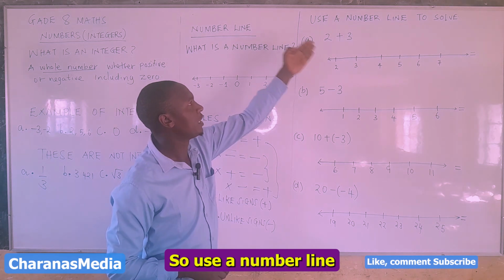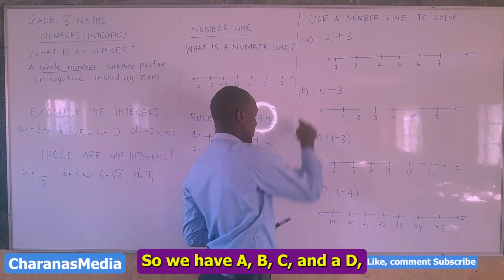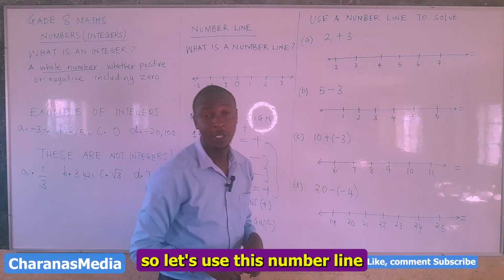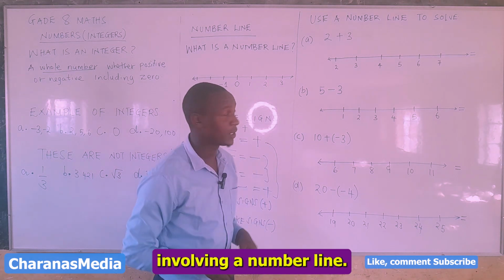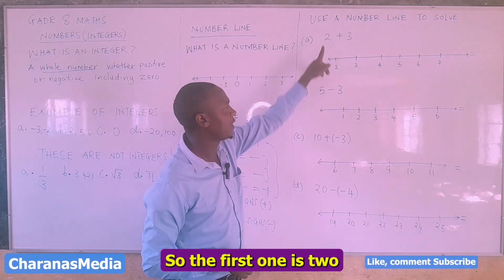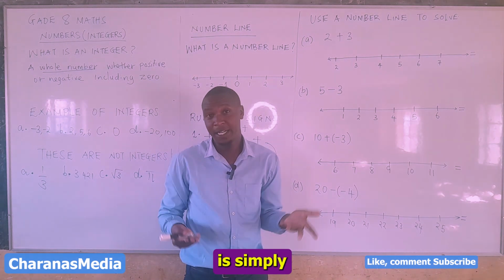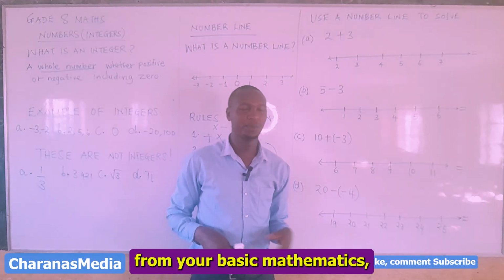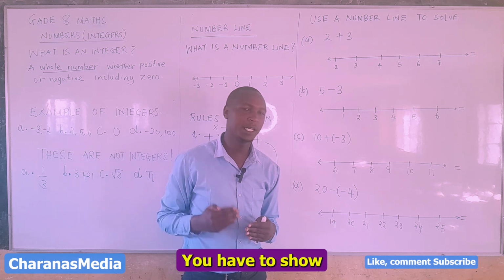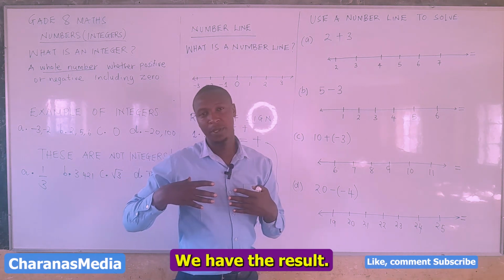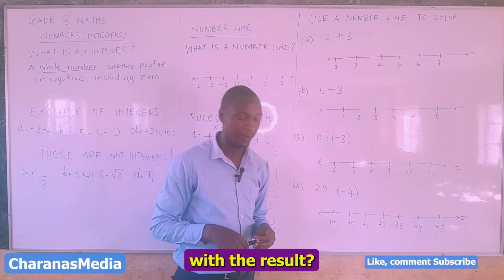So use a number line to solve the following. So we have A, B, C, and D. So let's use this number line to show how we can solve some problems involving a number line. So the first one is 2 plus 3. Now, I know you understand that 2 plus 3 is 5, simply from your basic mathematics. But you see, in integers, you have to show that from the number line. You have to show how you came up with the result. If 2 plus 3 is 5, then how did you come up with the result?